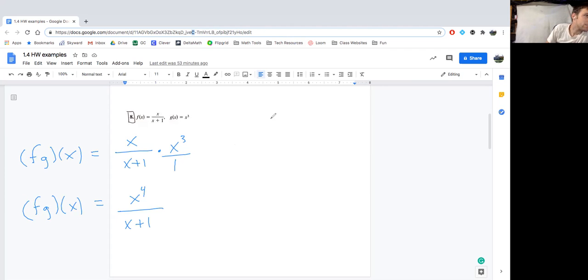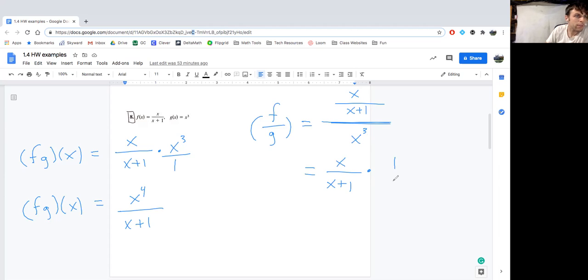And then the last combination was the quotient f over g. So we have x over x plus 1, that's f of x on top, over x cubed. Now, when you're dividing, you could think about it as multiplication by the reciprocal. So that's what I'll do here. So instead of dividing by x to the 3rd, I can multiply by the reciprocal of that, which would be 1 over x to the 3rd. I'm going to go ahead and leave it factored out. So that's going to be x over x to the 3rd times x plus 1.